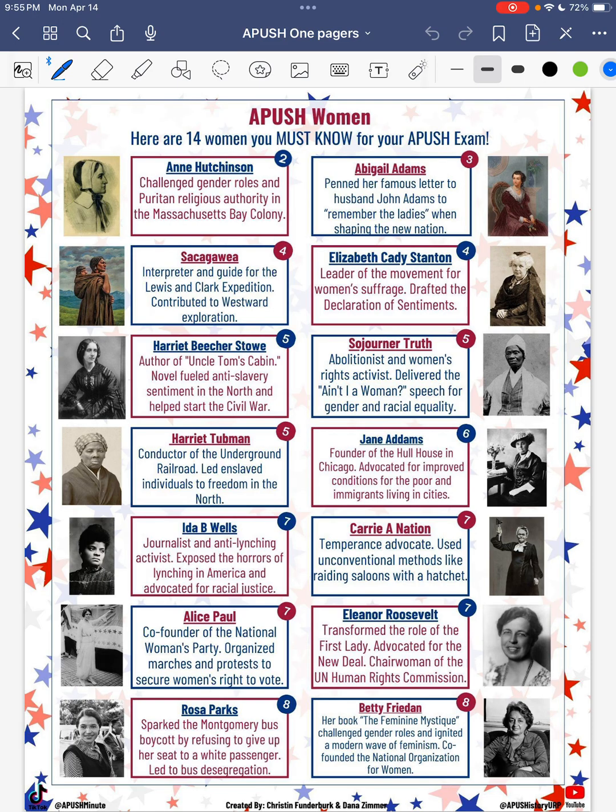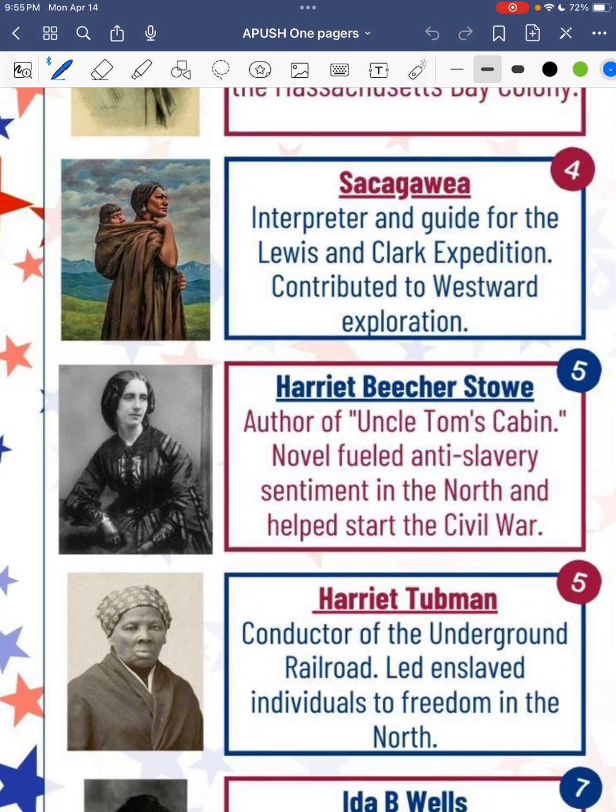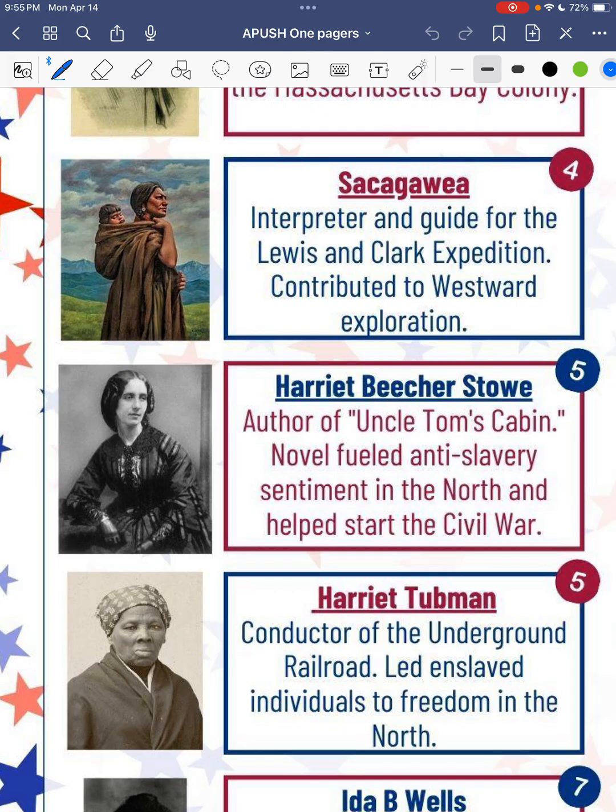Harriet Beecher Stowe is next on my list. She's time period 5. She is the author of Uncle Tom's Cabin, 1852. Write it down. She is a white woman. Let me zoom in. Why am I not zooming in on these people? She is a white woman who publishes this bestseller about the horrors of living in slavery. And many people in the North weren't exposed to that. And this book is the first thing that exposes them to that.